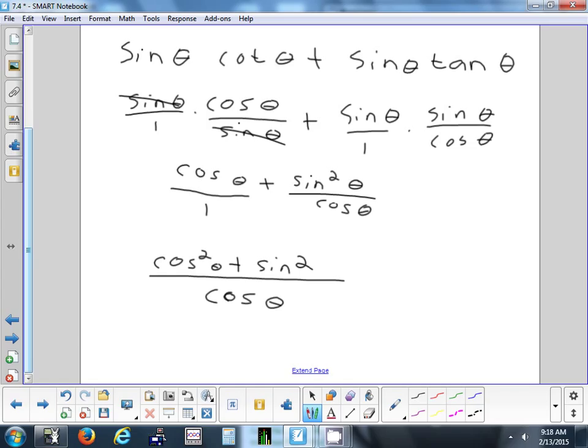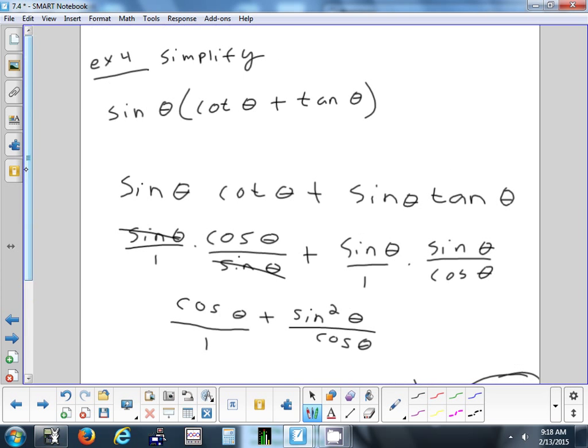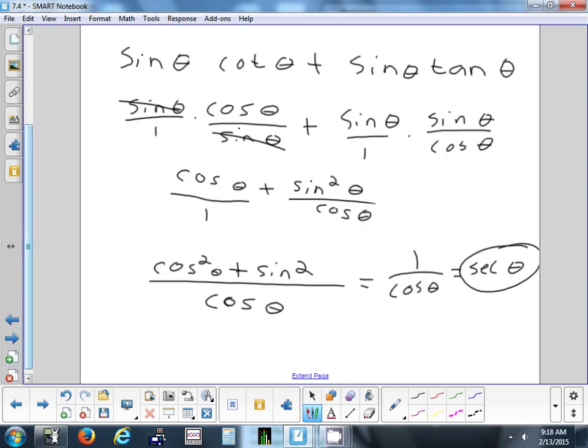Now, we already recognize this as a Pythagorean identity. Cosine squared plus sine squared, what is that? Yeah, it's 1. We wrote it as sine squared plus cosine squared, but it's just a commutative property to switch the order. So now you get this, and I would go one more step with that. Yeah? Secant. That's secant. Not every identity simplifies down that nicely, but this one did. So we started out with something that looked really complex. We end up with something very simple, just secant.